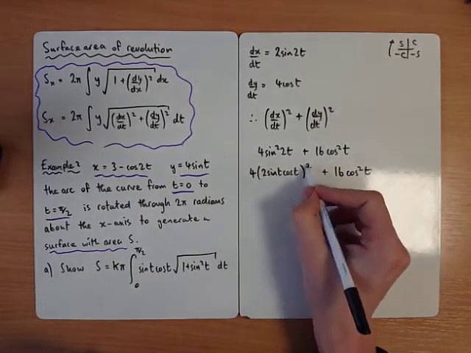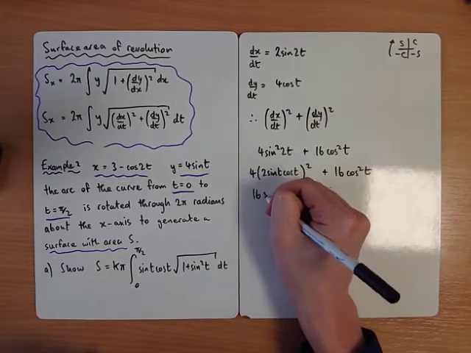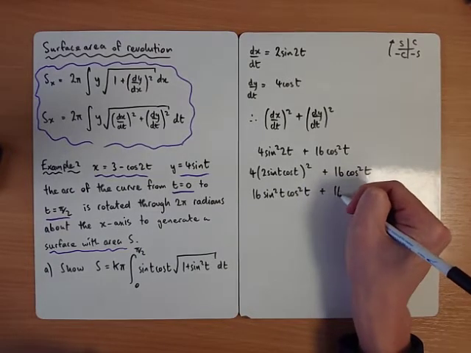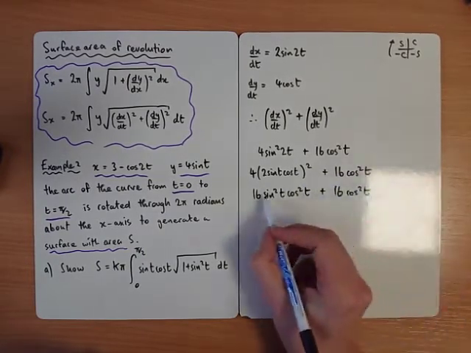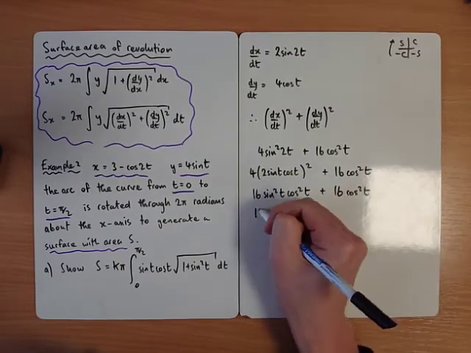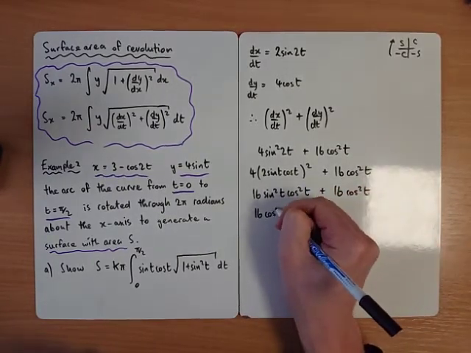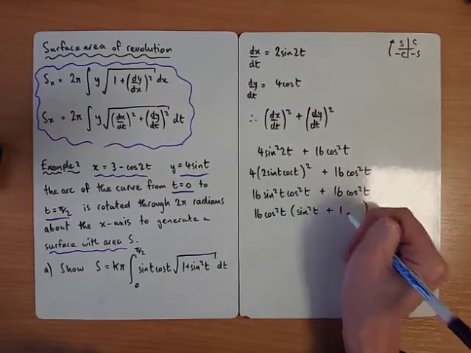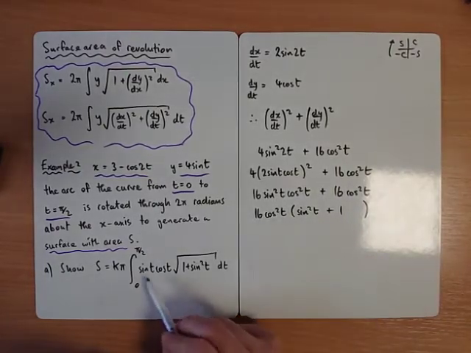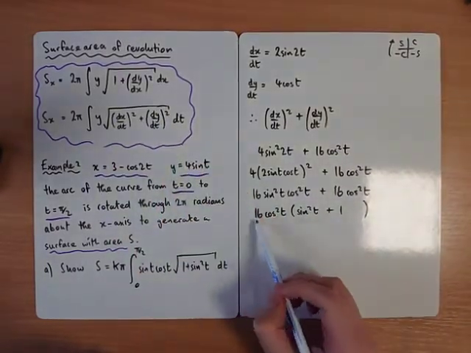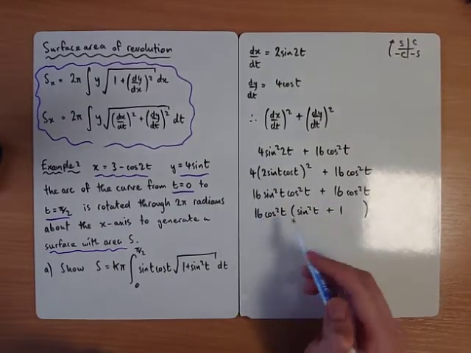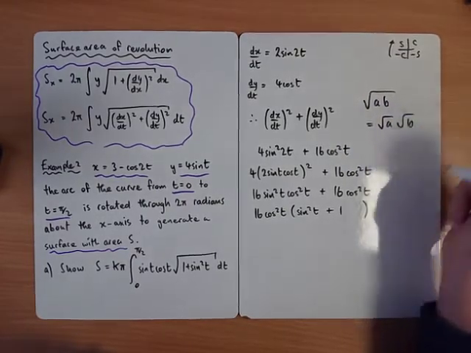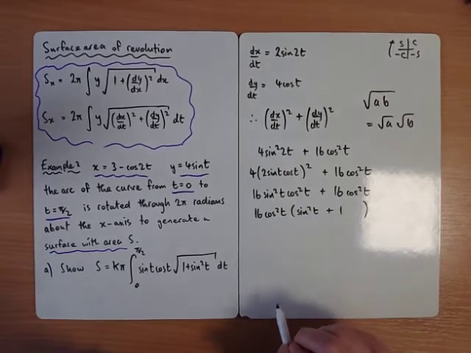And that gives us 2 squared, which is 4, so 16 sine squared cos squared t plus 16 cos squared t. Now this allows us to take a factor out. We can take 16 cos squared and be left with sine squared plus 1. So I think that's going to be useful when we sub into the formula, because when we square root this, that allows us to use the fact that the square root of AB is root A root B. So by factorising this, I can tidy this bit up quite nicely.